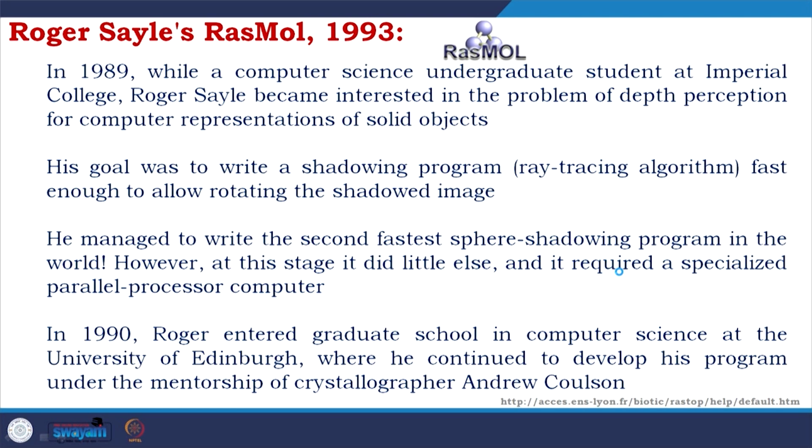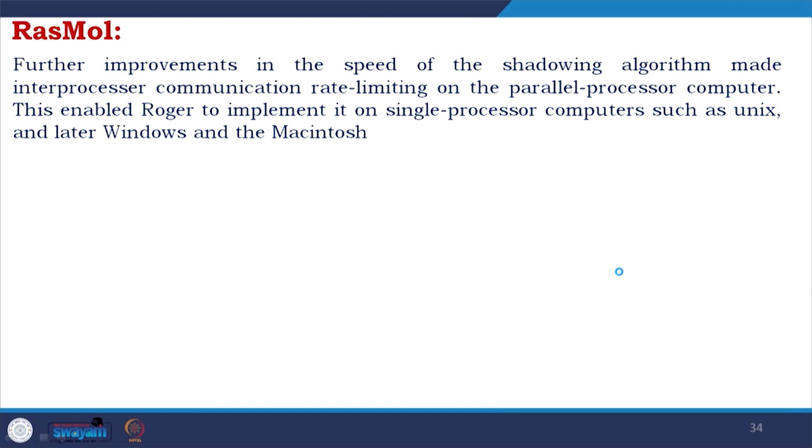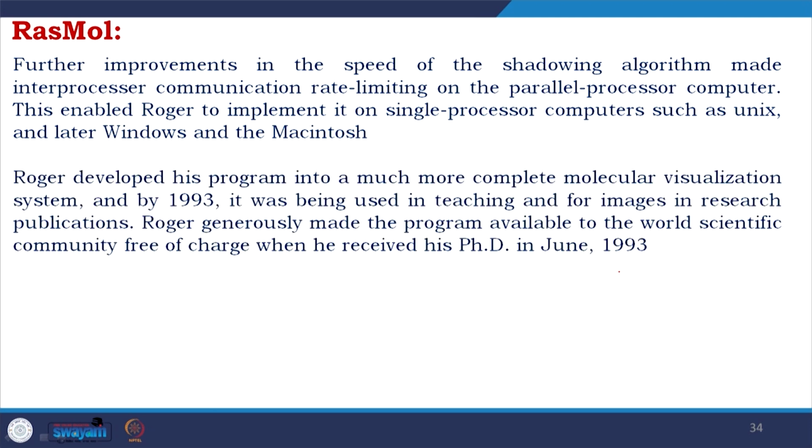In 1990, Roger entered graduate school in computer science at the University of Edinburgh, where he continued to develop his program under the mentorship of crystallographer Andrew Coulson. Further improvements in the speed of the shadowing algorithm made inter-processor communication rate limiting on the parallel processor computer. This enabled Roger to implement it on single processor computers such as Unix and later Windows and the Macintosh. Roger developed his program into a much more complete molecular visualization system, and by 1993 it was being used in teaching and for images in research publications.